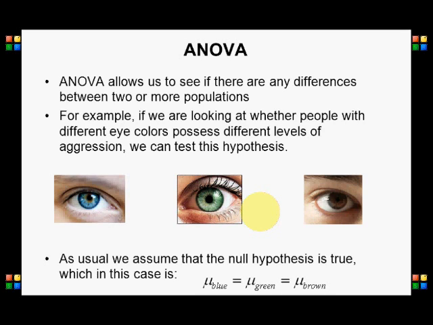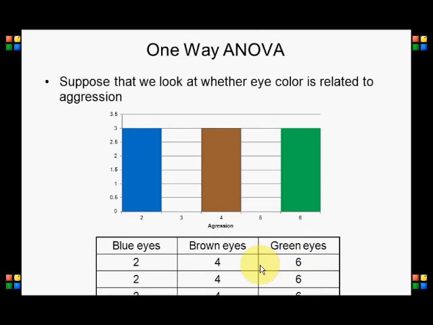As usual, the null hypothesis says that there is no difference between these groups. In this case, it says the mean aggression of people with blue eyes is the same as the mean aggression of people with green eyes, is the same as the mean aggression of people with brown eyes. And suppose we gathered data, we'd get this result here.